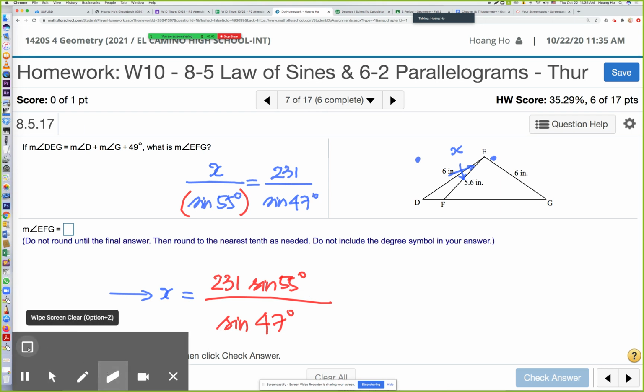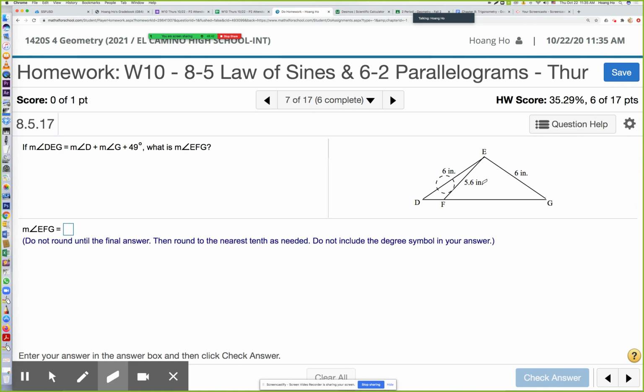Let's clear this out. Okay. So you have this triangle right here. And if you notice, they give you the value 6 right here, and the value 6 here is exactly the same. So the big triangle has to be an isosceles triangle. So the two base angles D and G are exactly the same, because the 6-inch side over here and the 6-inch side over here are exactly the same. All right, so angle D equals angle G. So they give you the big angle DEG.